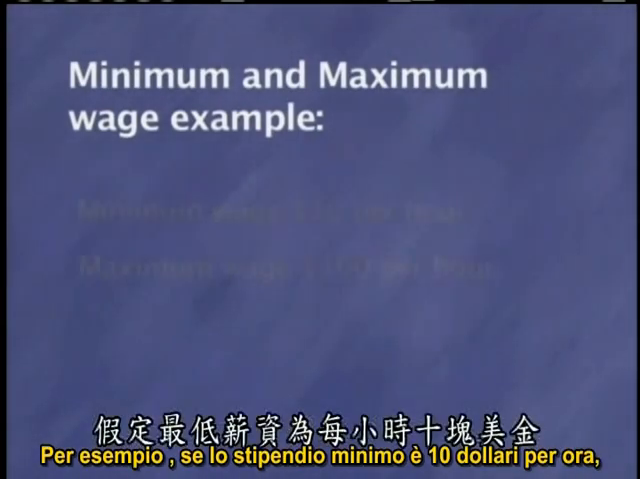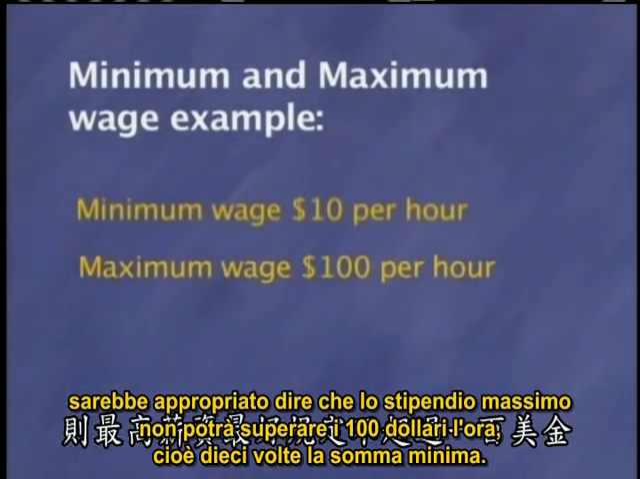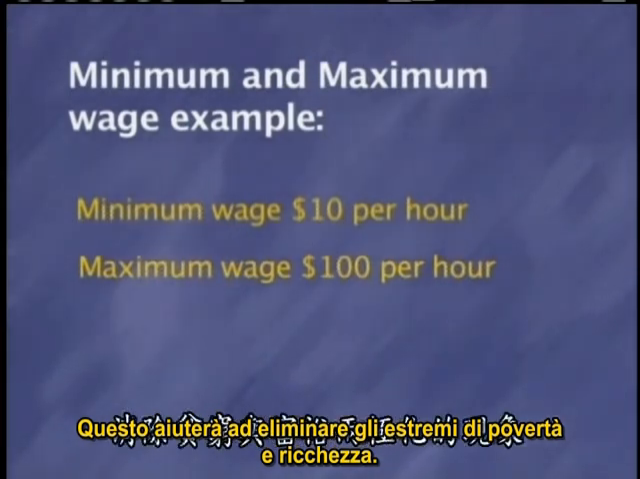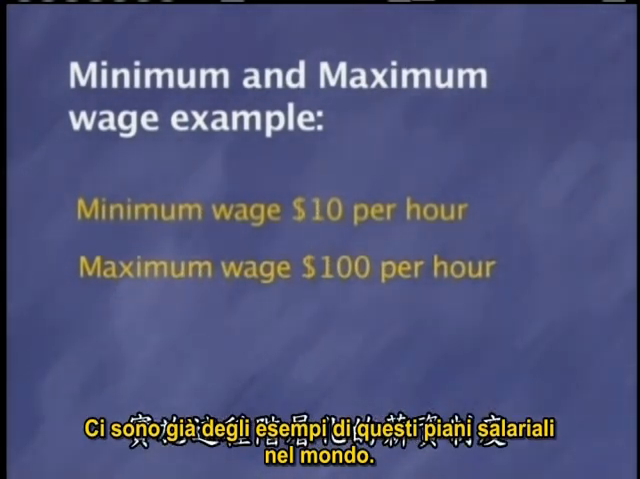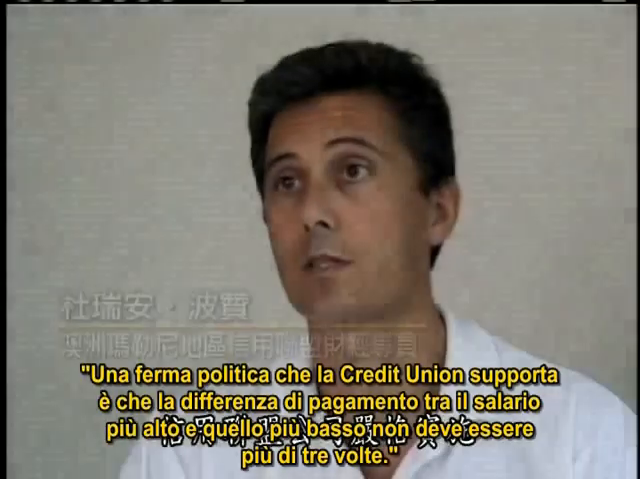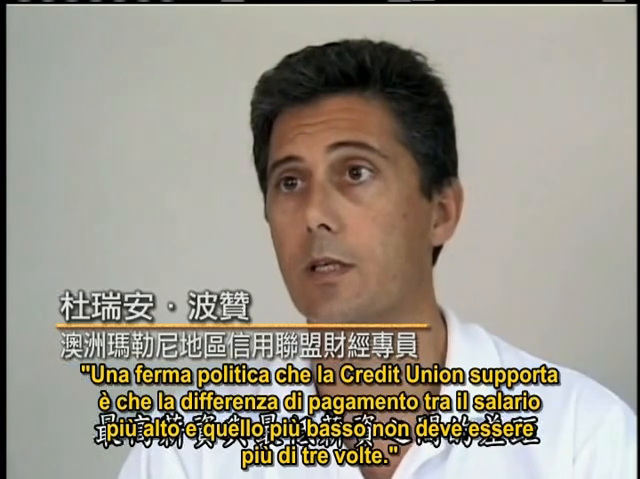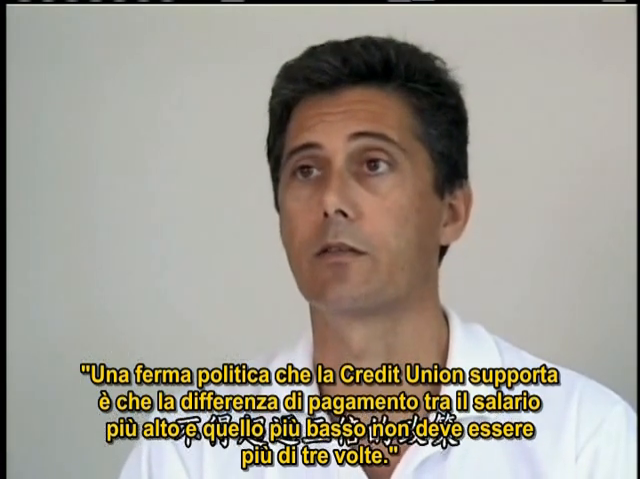For example, if the minimum wage is $10 an hour, it may be appropriate to say that the maximum wage would not exceed $100 an hour, or 10 times that amount. This will help eliminate extremes in poverty and wealth. There are already examples of this tiered wage system in the world today. A firm policy, though, that the credit union abides by is that the difference in pay between the highest and lowest paid members will be no greater than 3 times.